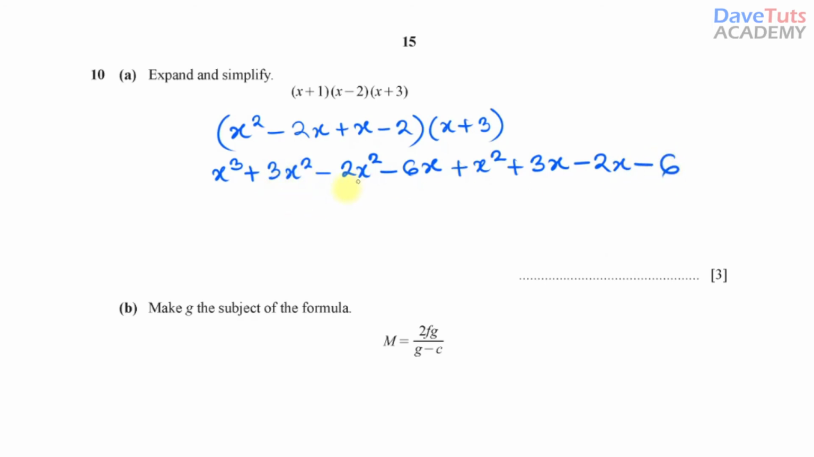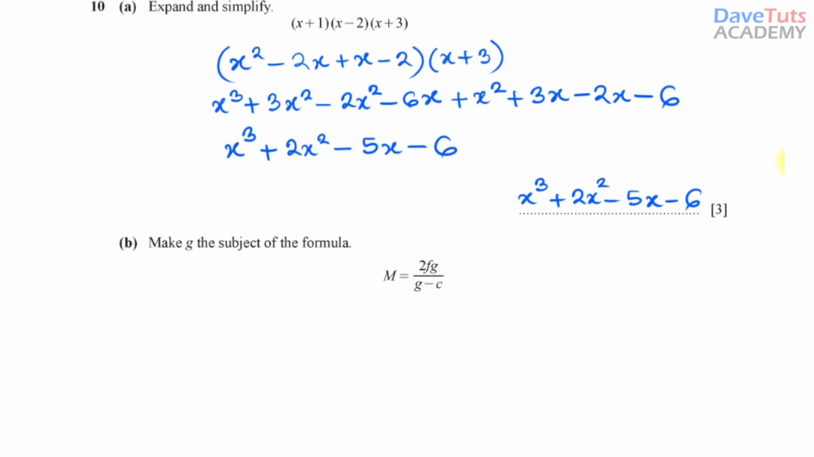Such that if you are to take the like terms, we only have x to the power of 3. Okay, then 3x squared minus 2x squared, that will be x squared. Then plus x squared, this will be plus 2x squared. And then for x, we have minus 6 and plus 3, that is minus 3x. Okay, and then minus 2x, that will be minus 5x. And the only constant that we have here, that is minus 6. This is the barest minimum we can get to, so we can just write our answer as x raised to the power 3 plus 2x squared minus 5x minus 6 as the answer to this question.